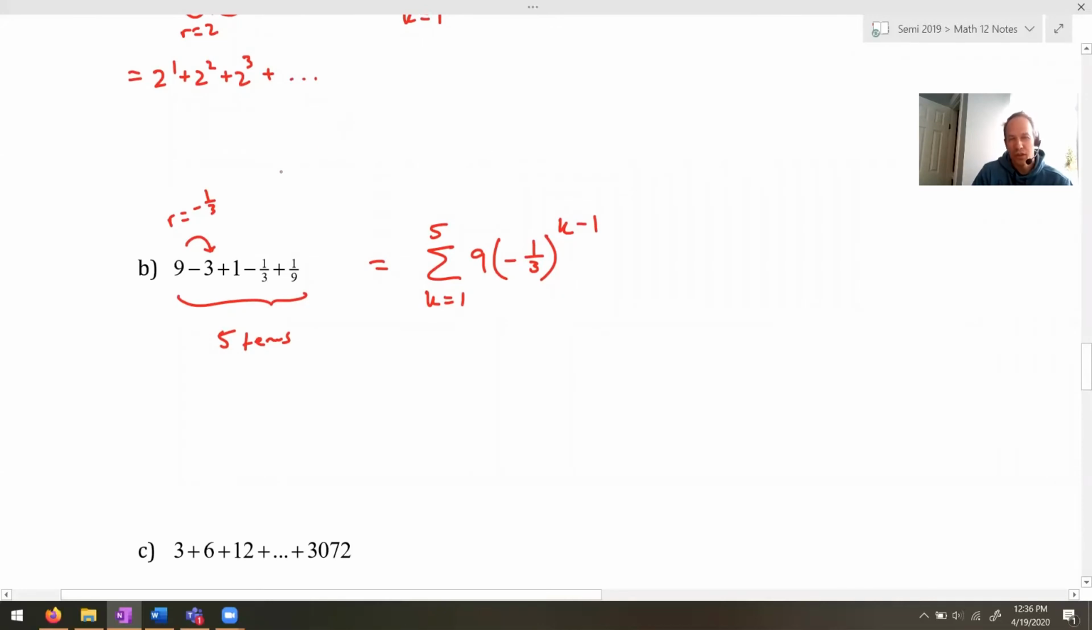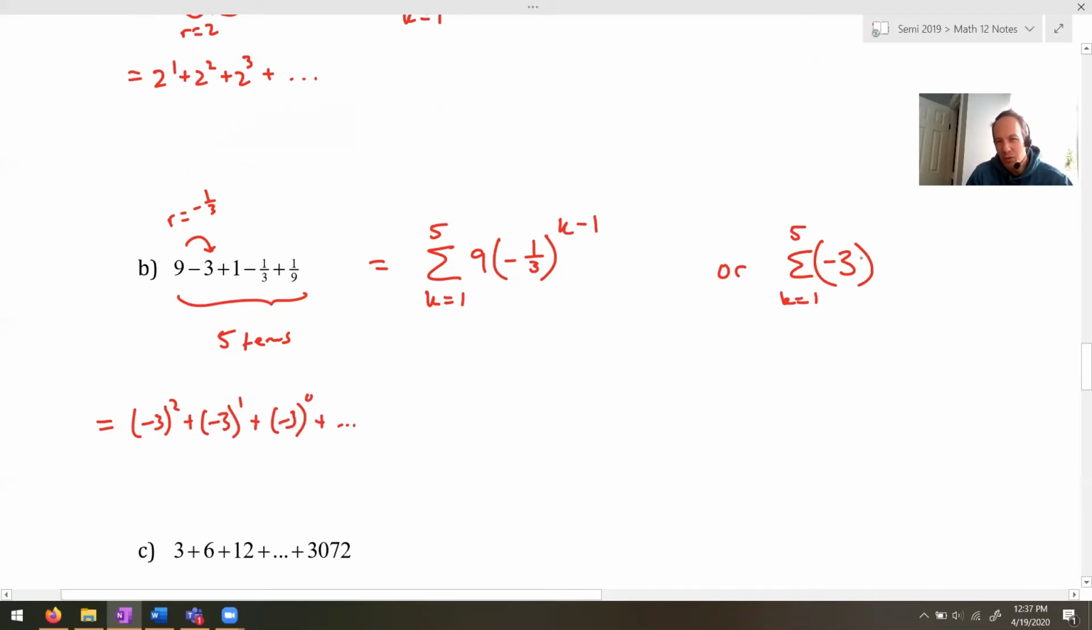One thing just worth thinking about, totally optional, is you might realize these are all powers of negative 3. So a totally optional way of doing this, or you could have said k is equal to 1 to 5. You could have said negative 3 to the power of, well, the first term would have been negative 3 to the power of 2, and then the next one's negative 3 to the power of 1, and then the next one's negative 3 to the power of 0, and so on.